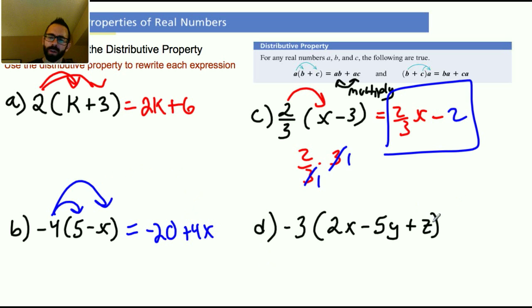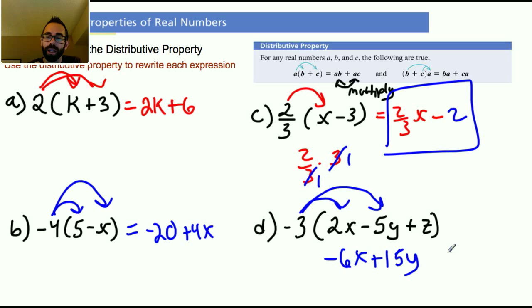All right, so here, just because there are 3 terms now inside the parentheses doesn't mean that the problem changes. So let's do the same thing. Negative 3 times 2x is a negative 6x. Cool. Negative 3 times a negative 5y is a positive 15y. And a negative 3 times a positive z is a negative 3z. And there's that example right there.